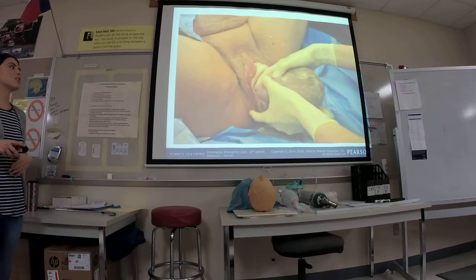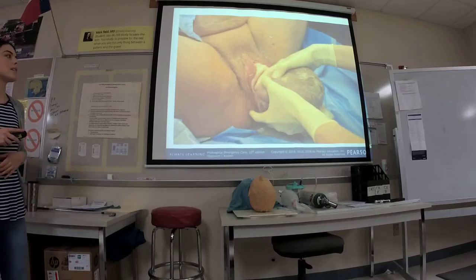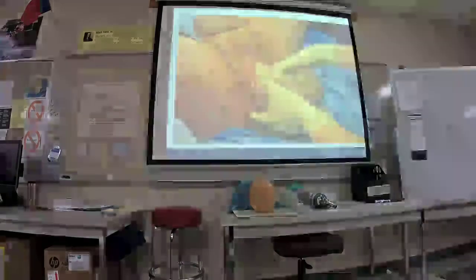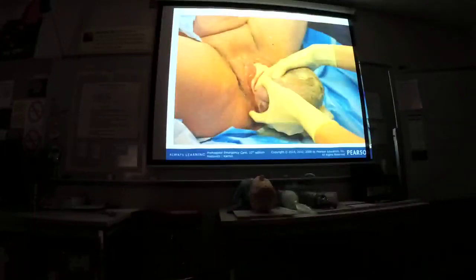And you'll notice here that the umbilical cord is around the baby's neck. Can you guys see this? So you'll notice here that the umbilical cord is wrapped around the baby's neck. And why is this a problem? I mean, it looks wrong.